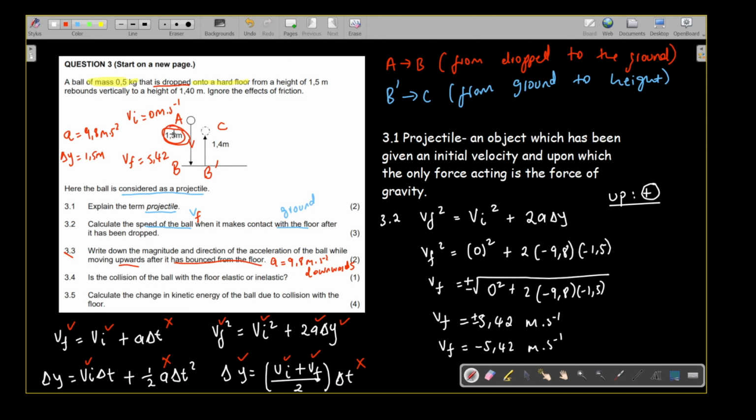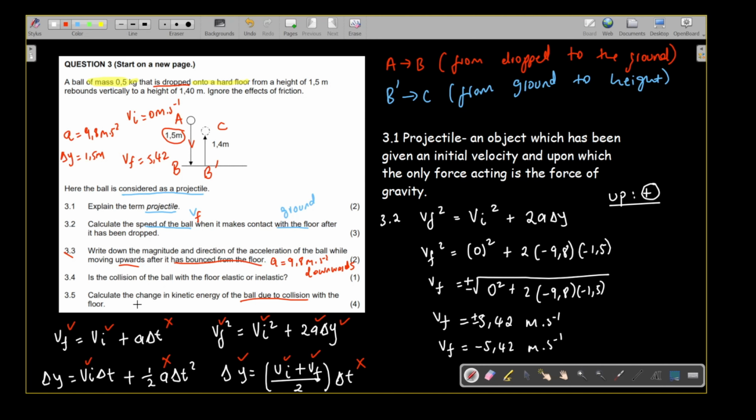Remember, it was 1,5, right? But now it didn't move to the same 1,5. Now it only moved to 1,4 as its maximum height. So that means that it lost energy, and if it lost kinetic energy, that means that that collision will be inelastic. Okay, then 3.5 says, calculate the change in kinetic energy of the ball due to the collision with the floor. Now that's a nice question, because we just said it right now that it lost some of the kinetic energy.